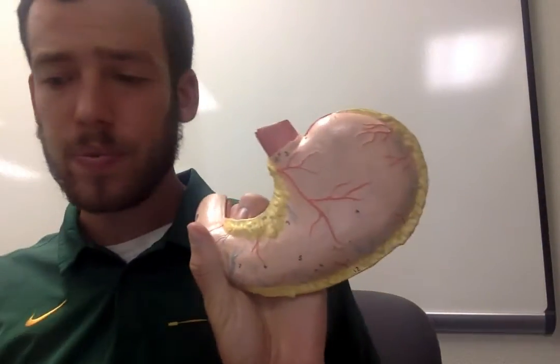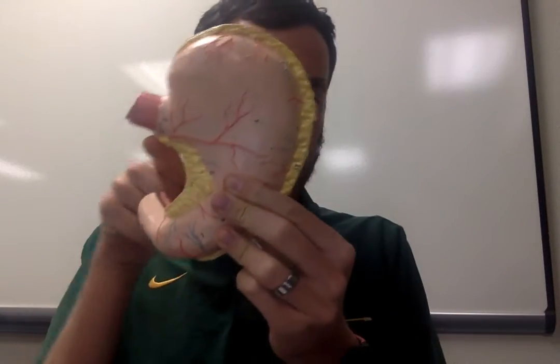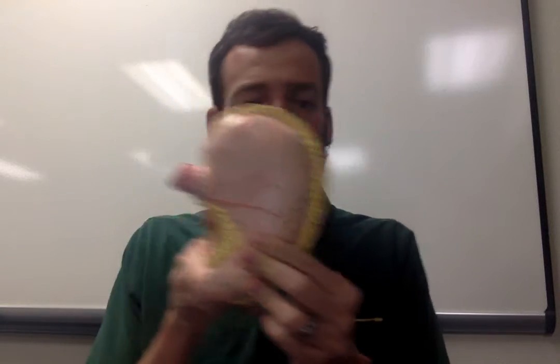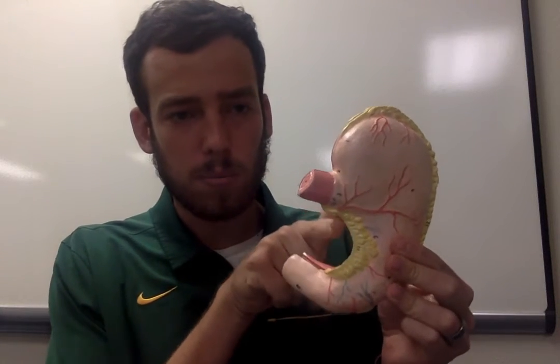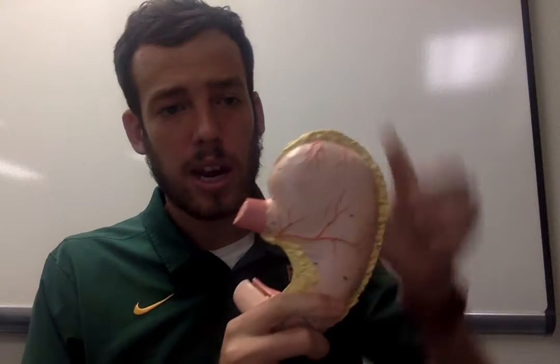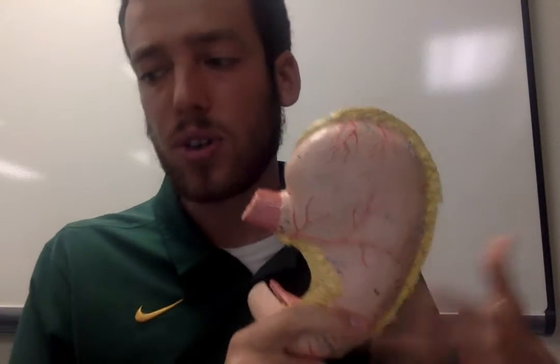We have stomach. So our stomach model is right here. We have, so on the stomach, there are two curves because it's kind of a bean shape. So the smaller curve is the lesser curvature. So this small curve is the lesser curvature. And then the big curve wrapping all the way around is the greater curvature.